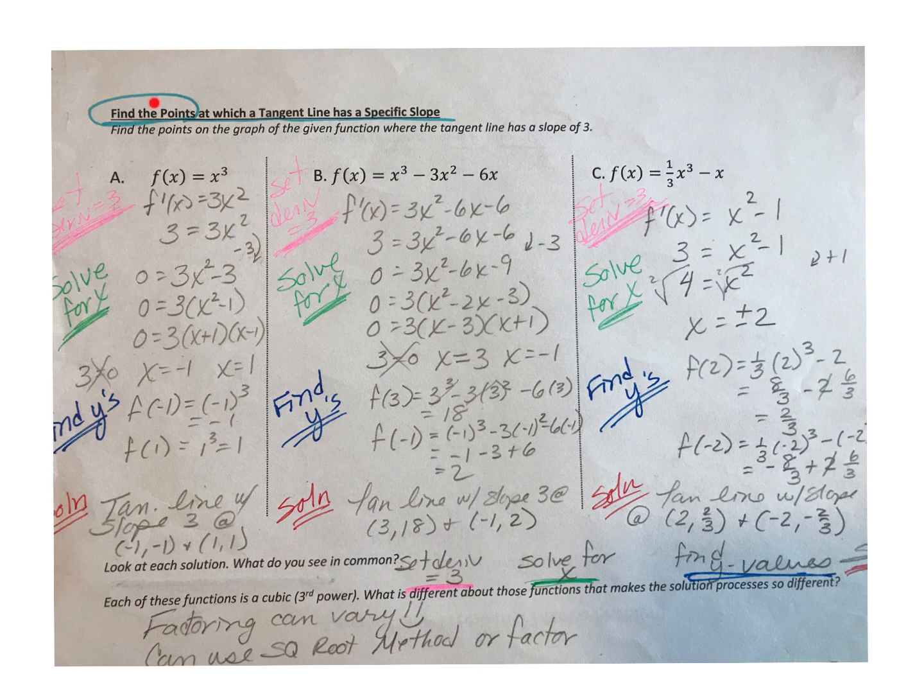Now when you're looking to find the points at which you have a specific slope, here are 3 different equations, and we want to have a slope of 3. So for each one of these, we are going to take the derivative, set it equal to 3, then we're going to solve for the x. That tells us where that function has that particular slope, and then we find the y values because we're looking for points, not just x values.